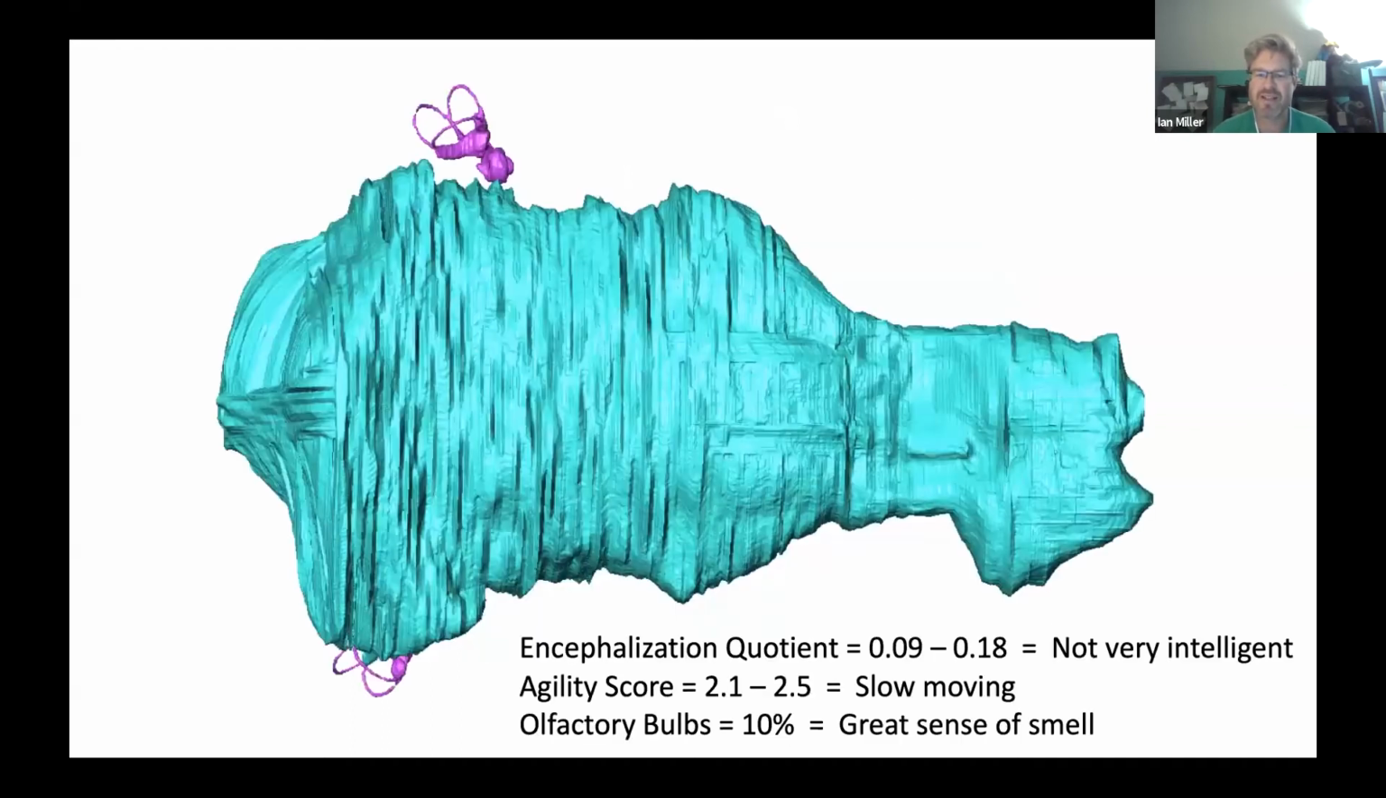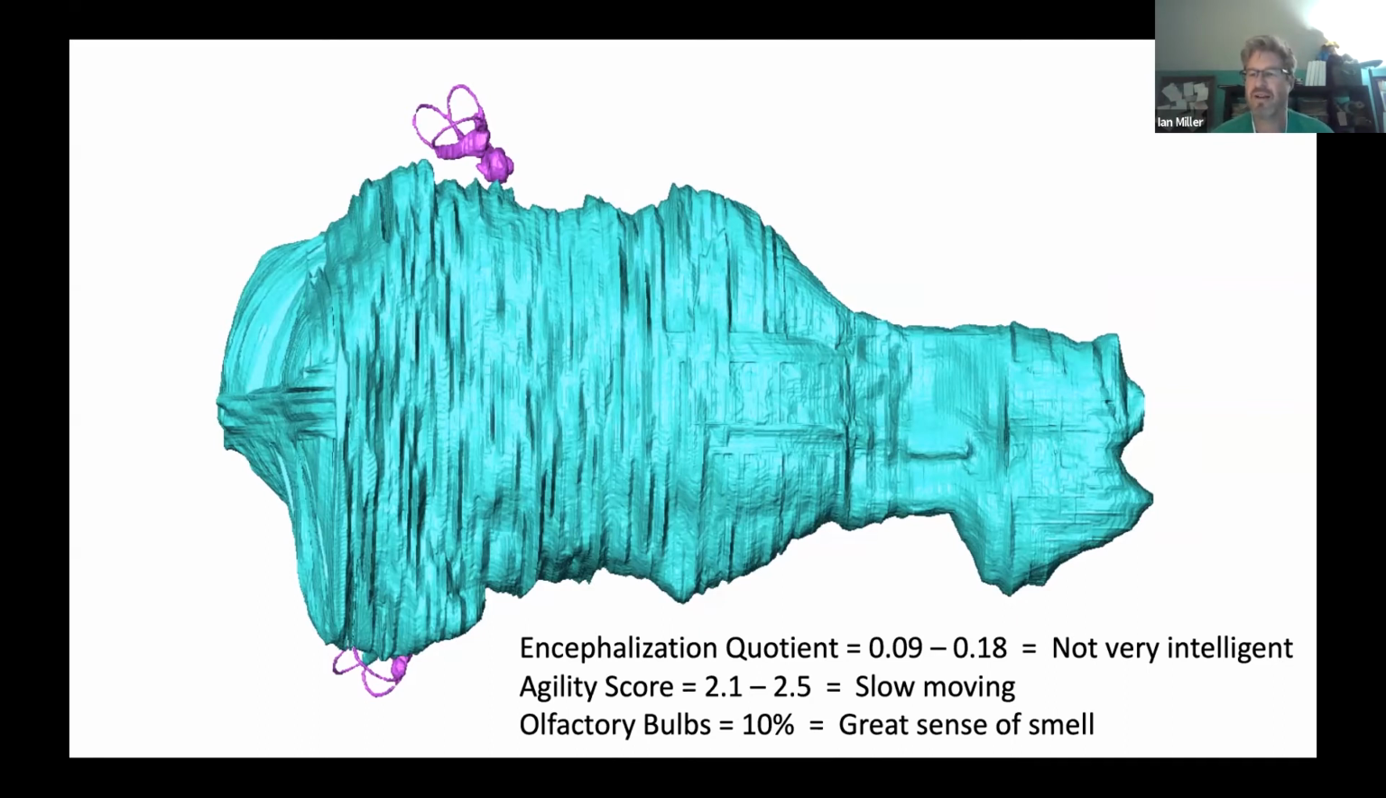So if we go to the next slide, we can do a number of fun estimates of what this animal was like based on its brain, the shape of its brain, and the shape and orientation of its ears. So the brain suggests that it's not a particularly intelligent animal, has a very low encephalization quotient. It has a low agility score, again, based on the orientation of the ears. This thing was slow moving, probably lived on the ground.